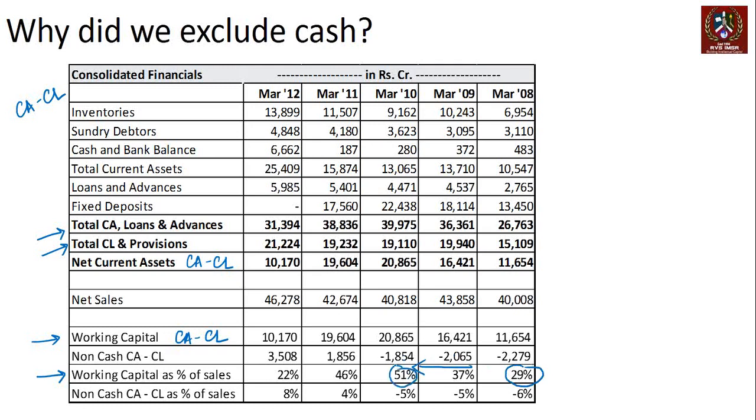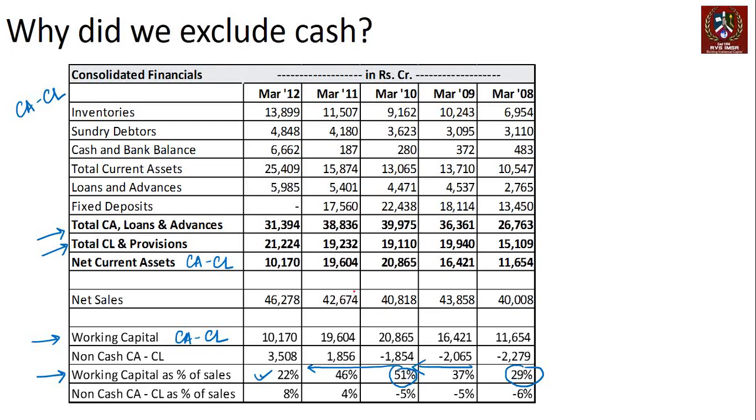And then 51 went all the way down to 22. This is good, right? Because working capital as a percentage of sales declining, maybe that you're having lesser receivables, lesser inventory, etc. Is that so? Is that actually the case here? Let's decode this a little bit further.